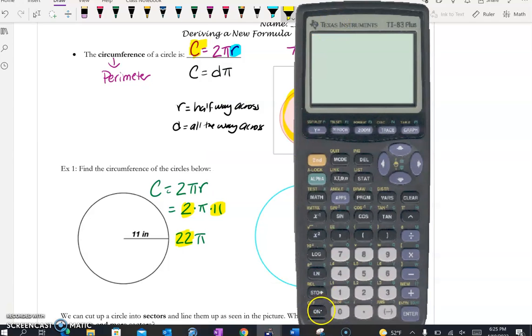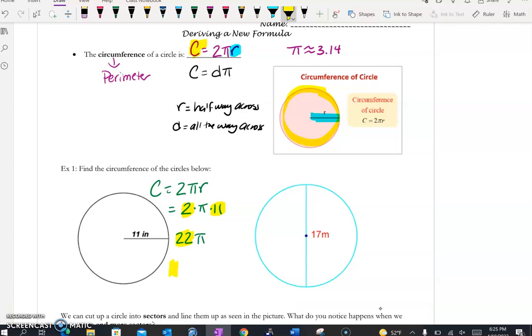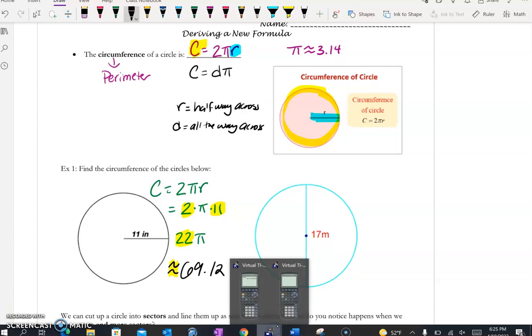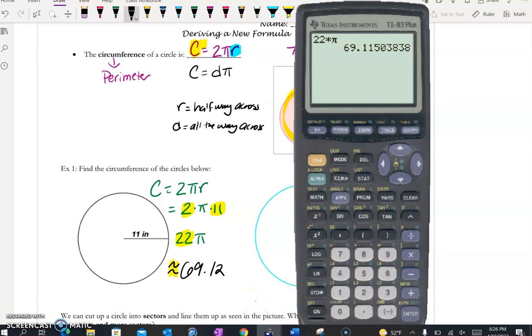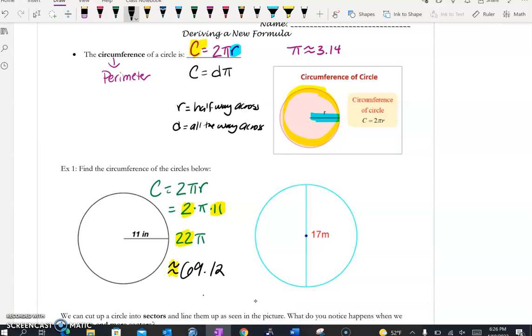So if I go into my calculator, and if I do 22 times my pi button, I click the yellow button, and then this caret button gets me the pi. It's about 69.12. So I'll put approximately 69.12 if I rounded to 2 decimal places, right? I'm rounding the second one up because the 5 follows. And you can write your answer either way. Both of these are correct answers. So you can leave it in terms of pi or round it as a decimal.